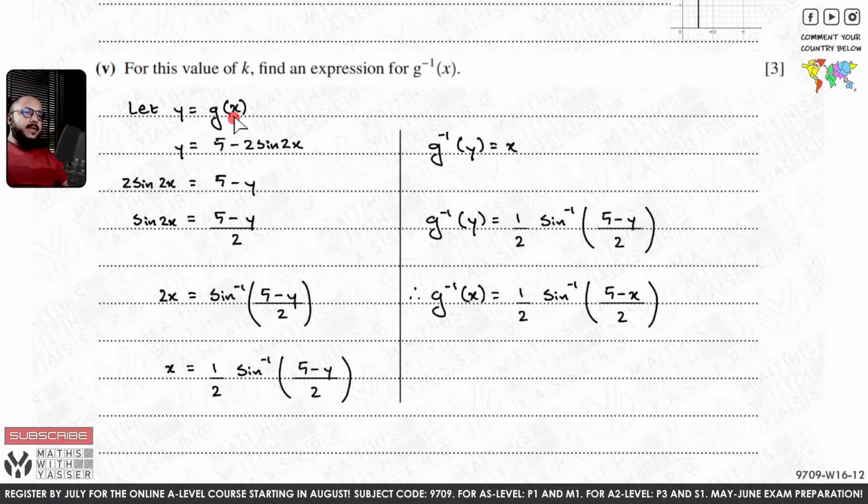Since y equals g(x), that means g inverse of y must be x. So g inverse of y must be half sin inverse of (5 minus y) by 2. So g inverse of x must be half sin inverse of (5 minus x) over 2.